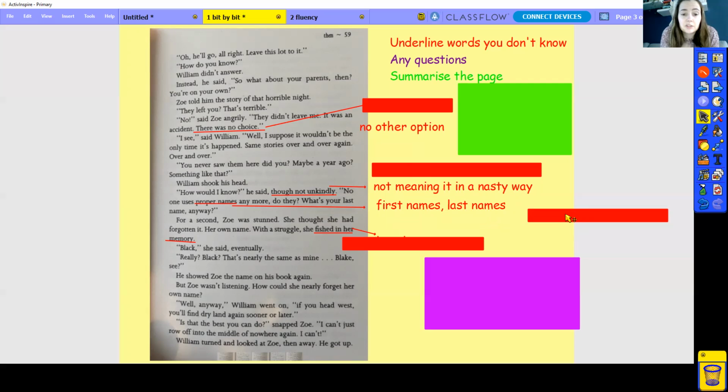"What's your last name anyway?" For a second, Zoe was stunned. She thought she'd forgotten it, her own name. With a struggle, she fished it out of her memory. So I underlined that, she fished it out of her memory.